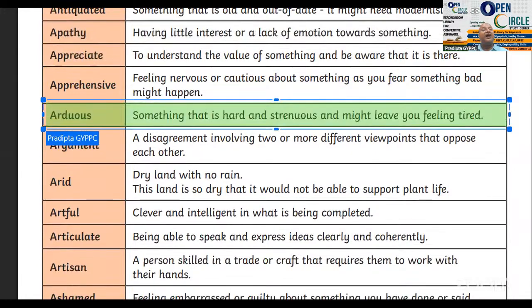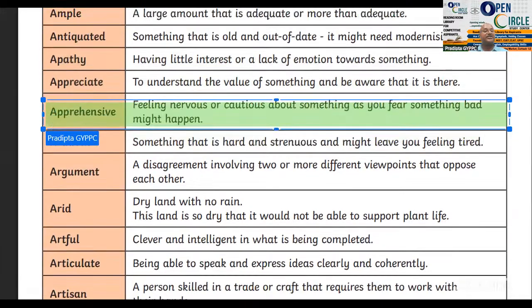Next, arduous. What? Sorry, before that. Apprehensive. It's an adjective. Apprehensive is a feeling of fear. Darna. Bhaybit hona. Yeah, it's more of a fear than caution. So he is little apprehensive. Okay. About handling a snake.